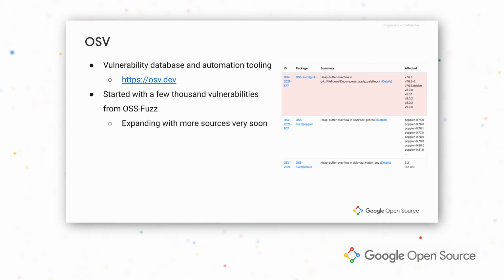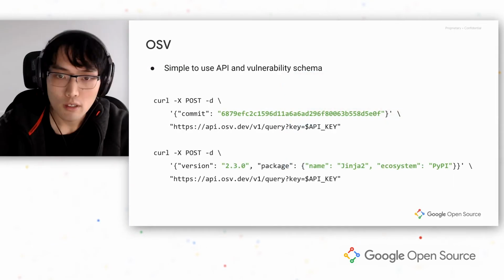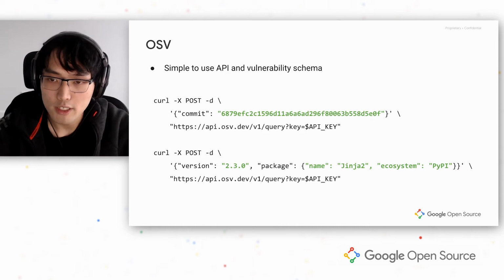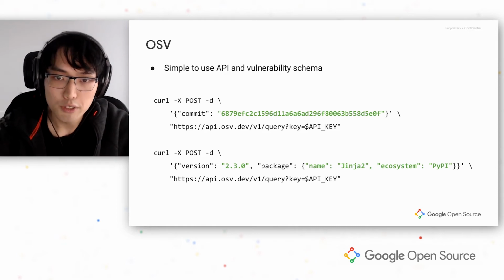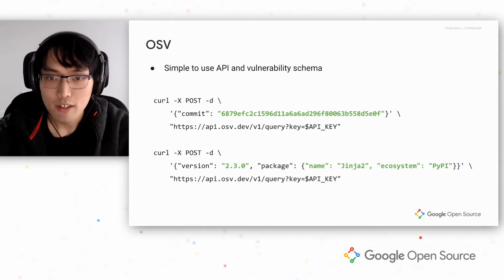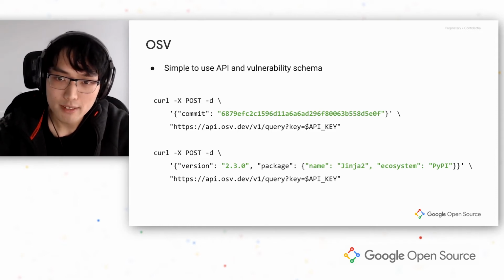So this started with a completely automated dataset of a few thousand vulnerabilities from a continuous fuzzing service we also run called OSS Fuzz. And we've been working hard to expand our sources of data as well to include other package ecosystems. To consume this data, OSV provides a very simple ecosystem-agnostic API that allows users to query for package vulnerabilities by providing either a Git hash or a package name and version number.